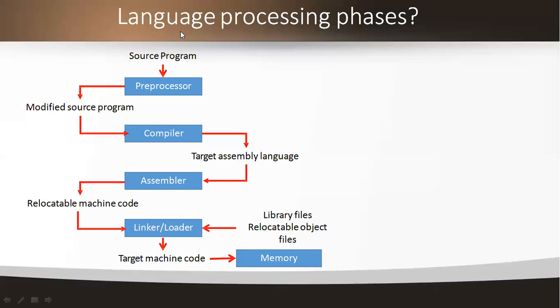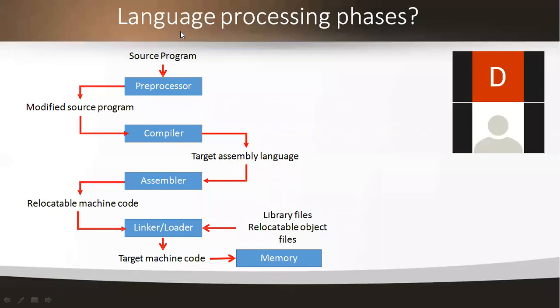The major task of this linker is to search. Make a note, a linker is to search and locate the referenced modules in a program. And this is again a most important tool. The linker is also a most important tool that plays a vital role in the language processing system.